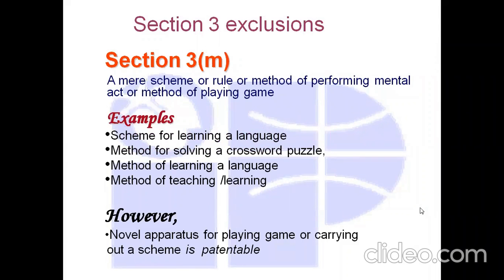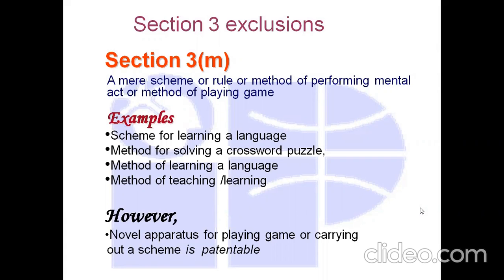Section 3(m): a mere scheme or rule or method of performing a mental act or method of playing a game, you can't patent. Like a scheme for learning a language, a method for solving a crossword puzzle, a method of teaching or learning. These are Section 3(m) exclusions. A novel apparatus for playing a game: here comes the apparatus or any equipment.